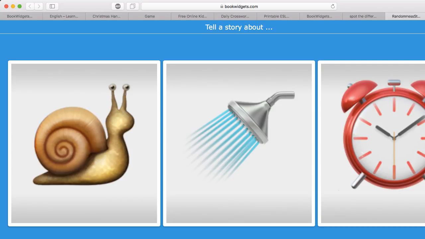So if you are seeing this, please write a sentence in the comments about these three pictures, okay? One sentence, a very short story of one or two sentences. Snail, shower, clock, or alarm clock. And in the meantime, I'll read what you guys wrote about the poodle.